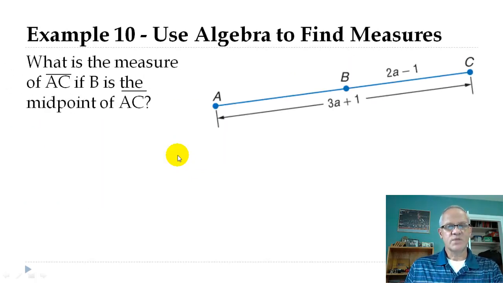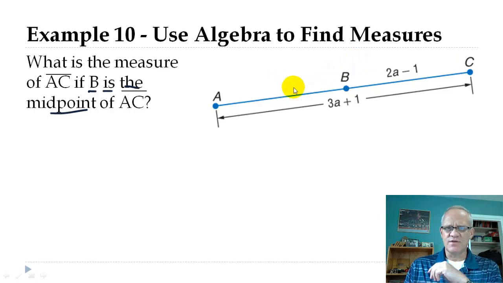Similar, but notice now we don't know what the two short segments are. We know the whole entire segment. Again, though, the key thing is B is the midpoint. So this is the midpoint, which means what? From A to B has to equal B to C.